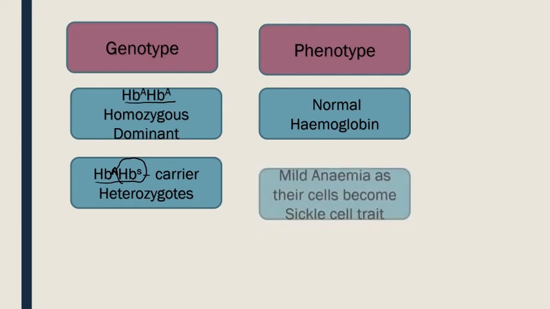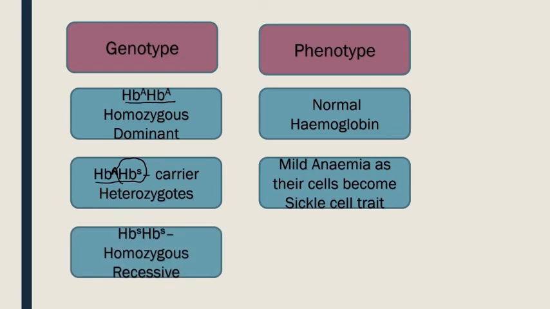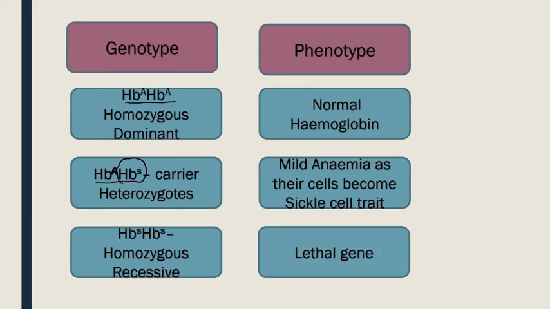These heterozygotes are called as the carriers, and these people, they survive, they remain alive, but they show mild anemia because their cells become sickle cell trait, though all cells do not become. But if the person is in homozygous condition, homozygous recessive HbS HbS condition, this time the person develops sickle cell anemia, and this case is lethal, and the person is obviously going to die, and this death takes place immediately, say 1 year after birth or something. So it is a lethal gene, it will kill that child.